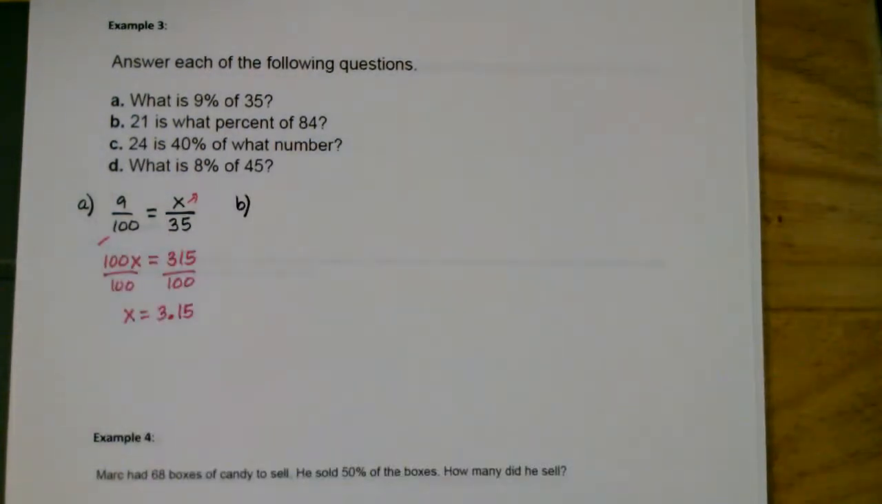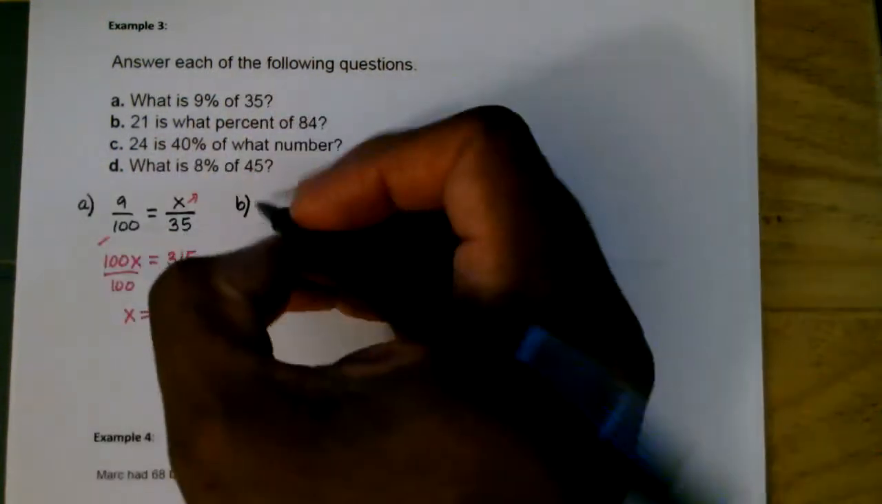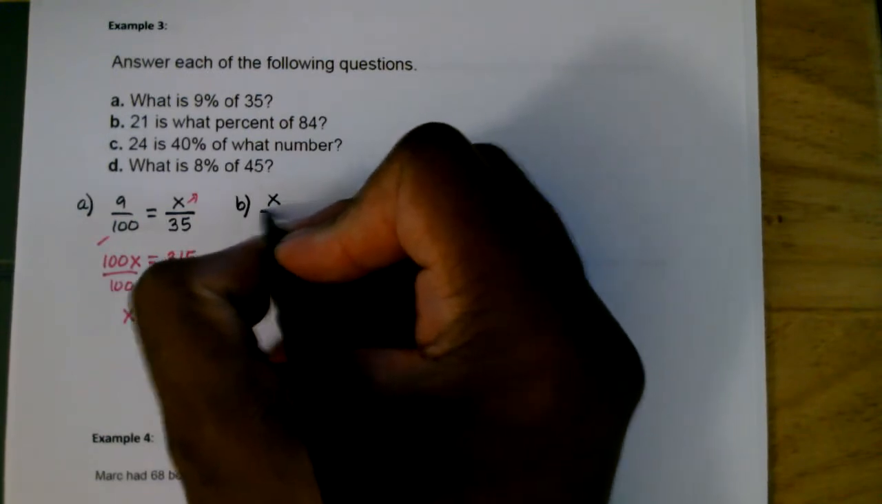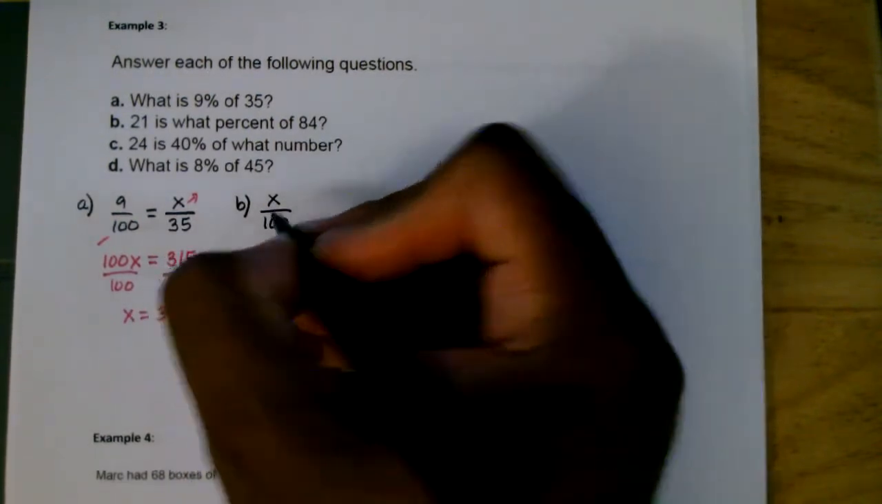All right, now part B. 21 is what percent of 84? So this time we're finding what percent of 84 gives us 21. So the what percent is going to be that number, which I'm going to call X, over 100.